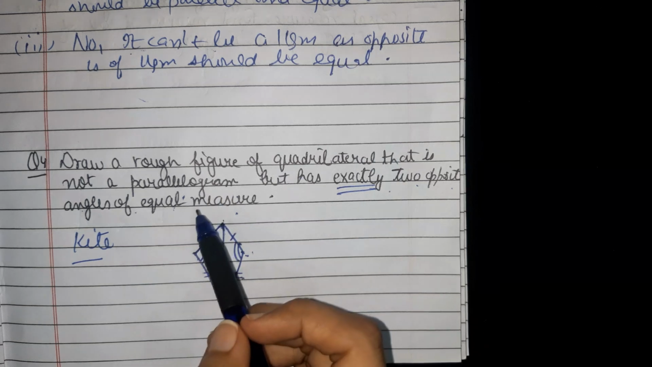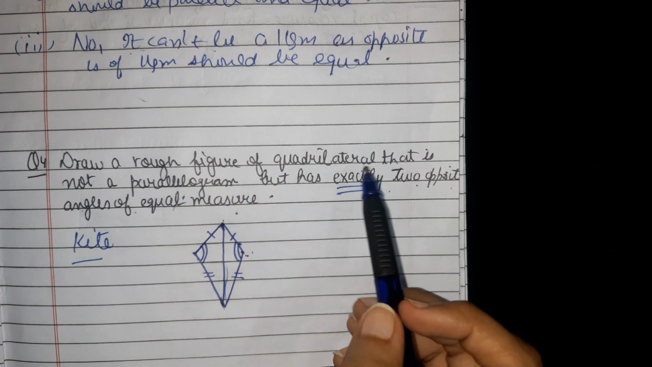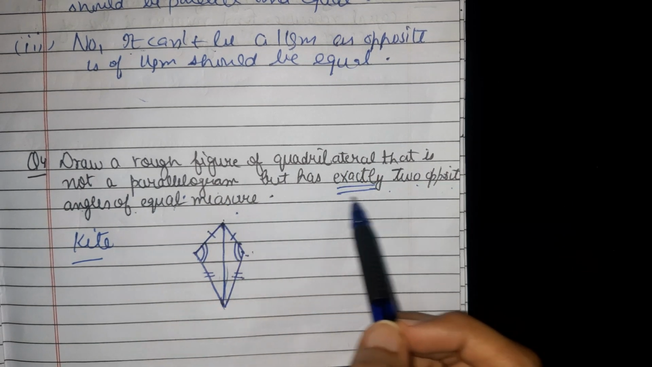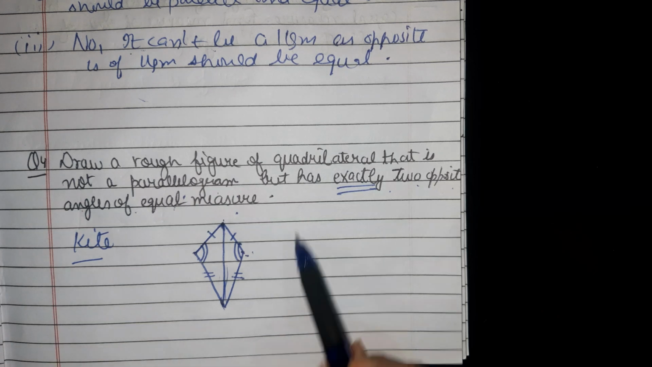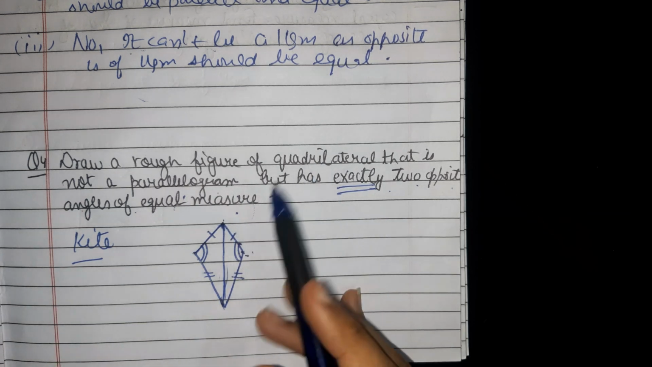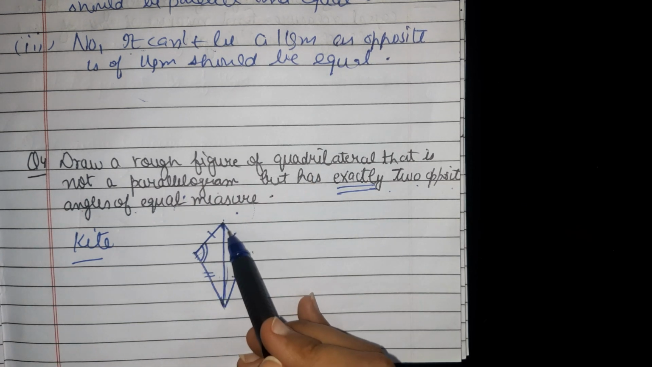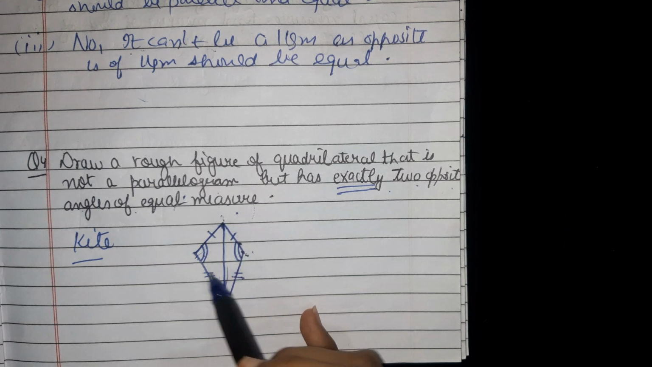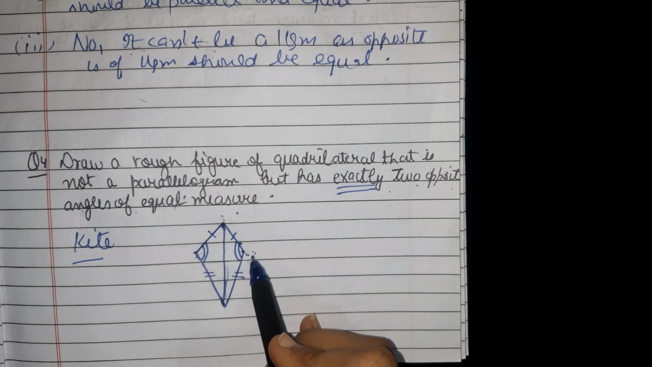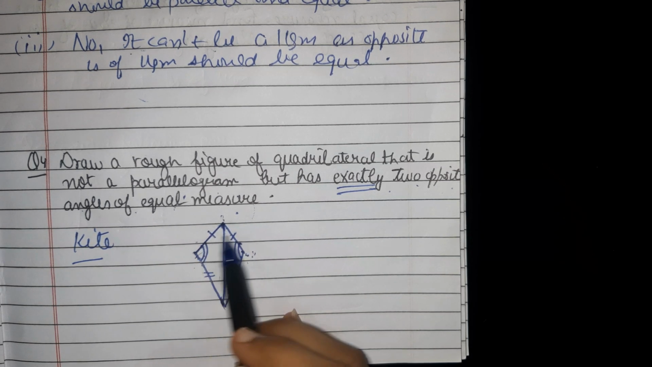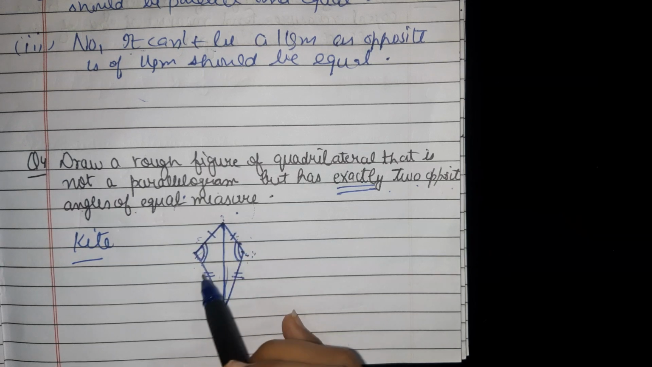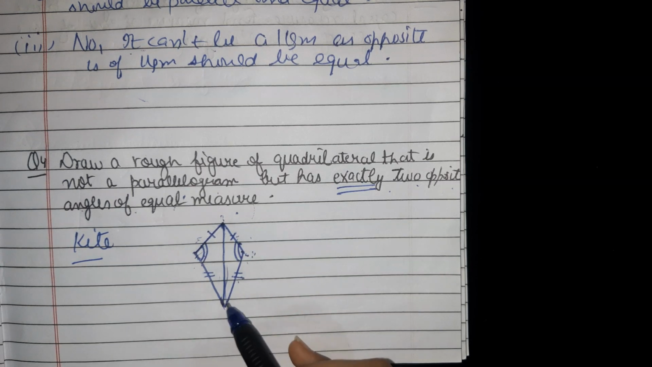But what they have asked us is that the quadrilateral should not be a parallelogram but has exactly two opposite angles of equal measure. So this is a kite figure in which the angles opposite to the longer diagonal are of equal measure, and the adjacent sides of the quadrilateral are equal, not the opposite sides.